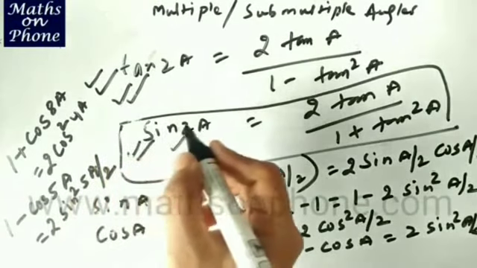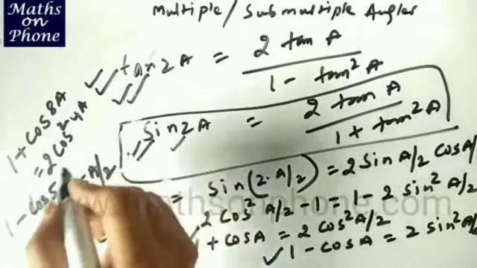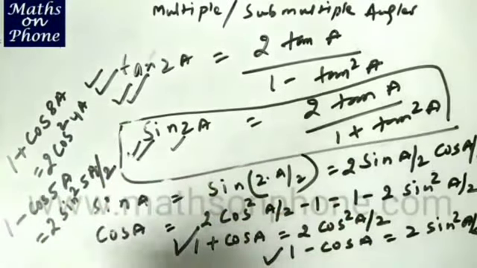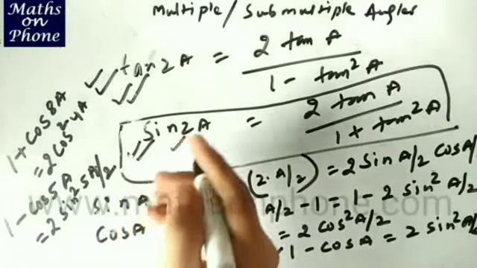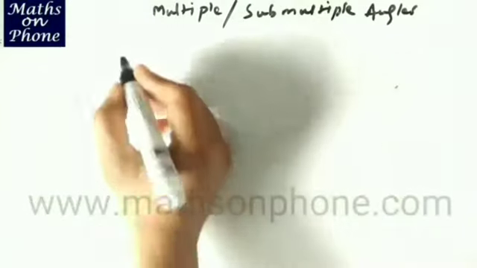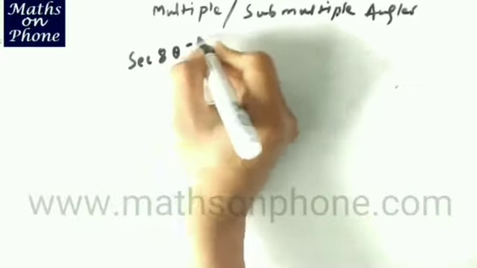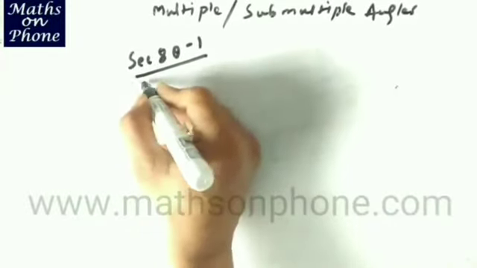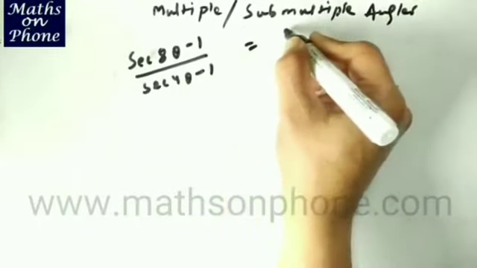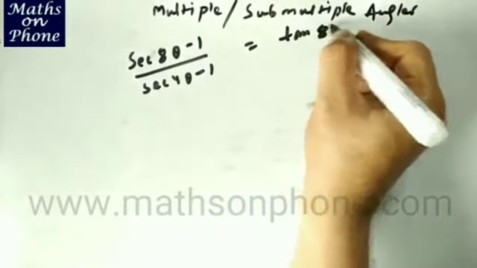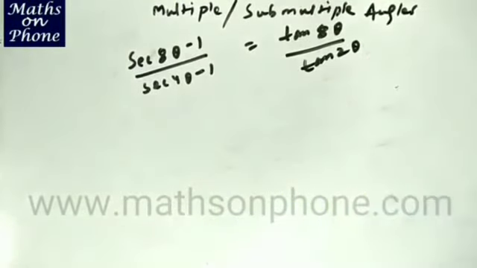Just two simple formulas are there, sine 2A and cos 2A, and we are deriving the submultiple angle formula from that only. This has not come from the sky. This has come from the multiple angle formula only. One question I am doing here: (sec 8 theta minus 1) by (sec 4 theta minus 1) is equal to tan 8 theta by tan 2 theta. We need to prove that.